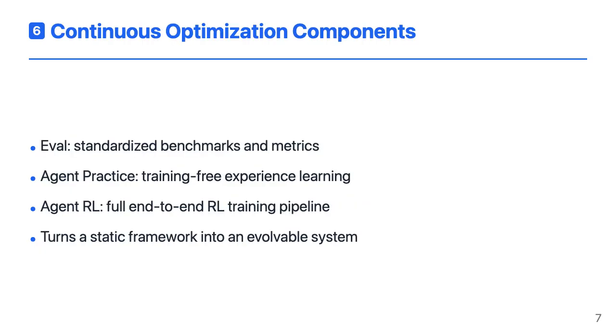Beyond just running agents, Youtu-Agent is built to help them improve. The eval component runs agents on benchmarks and reports standardized metrics. The agent practice module lets agents practice on small datasets and distill what they learn into context, without any gradient updates. And the agent RL module connects Youtu-Agent to modern RL frameworks for full-scale, end-to-end training. Together, these pieces turn the framework from a static executor into a system that can continuously evolve.